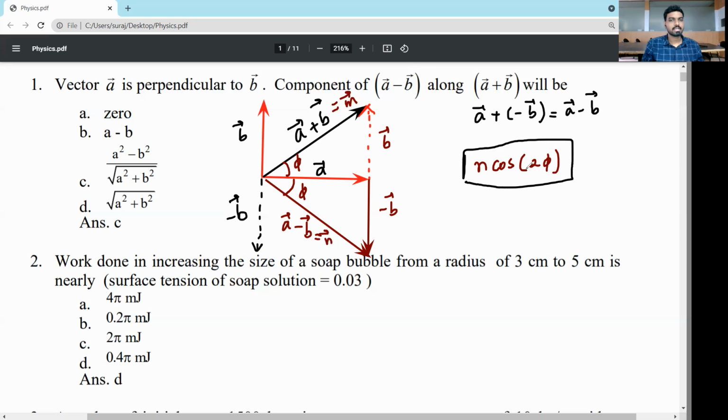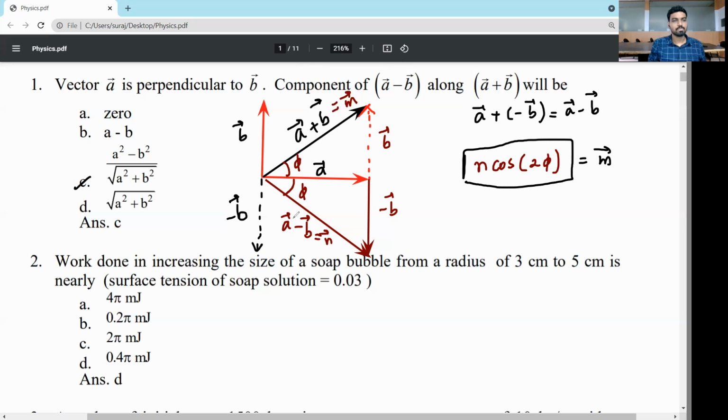So we just need to substitute N vector and cos 2 phi. To find phi, tan phi will be B vector by A vector. This will be M vector, and the component of N vector towards M vector is N cos 2 phi. Substituting this, you will get option C.